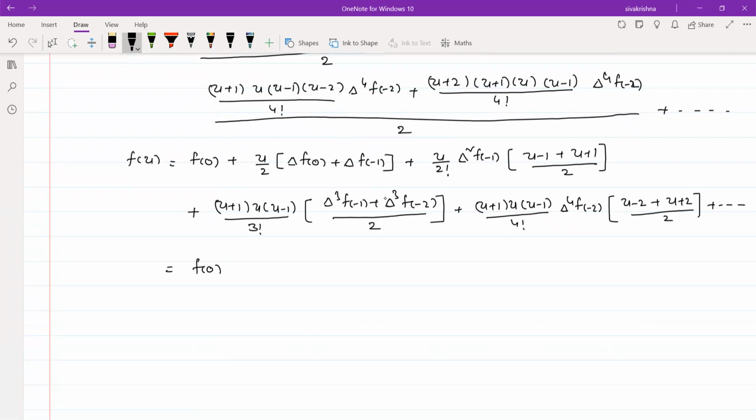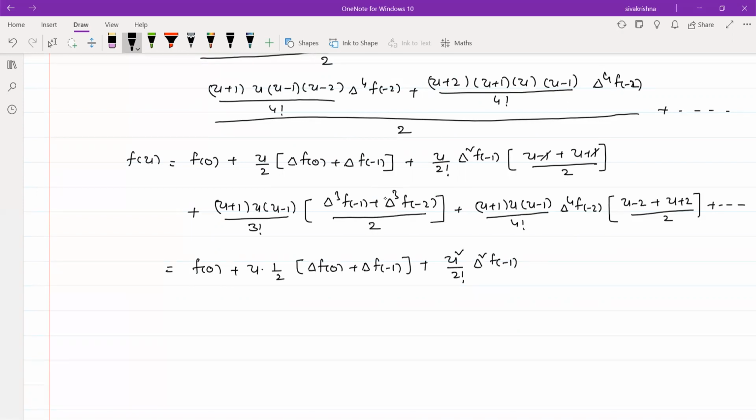So f of 0 plus, this can be written as u into 1 by 2 into delta f of 0 plus delta f of minus 1 plus, here minus 1 and plus 1 get cancelled and u plus u gives 2u. 2u by 2 means we get u. Finally we get u. So that u into u becomes u square. So we get u square by 2 factorial into delta square f of minus 1. That is the third term.